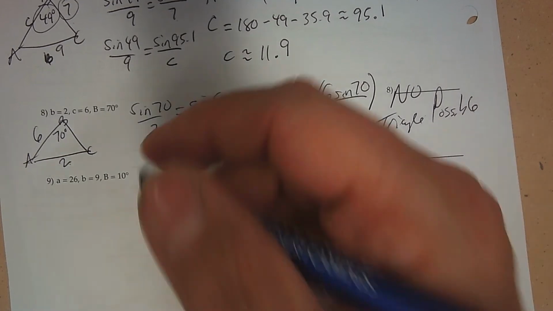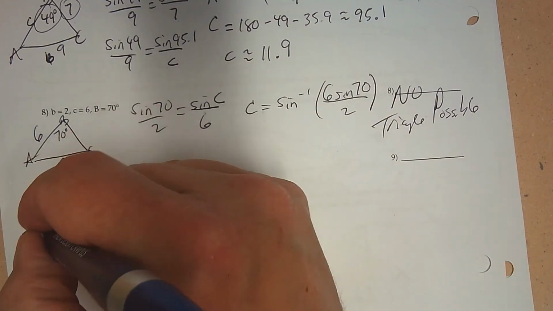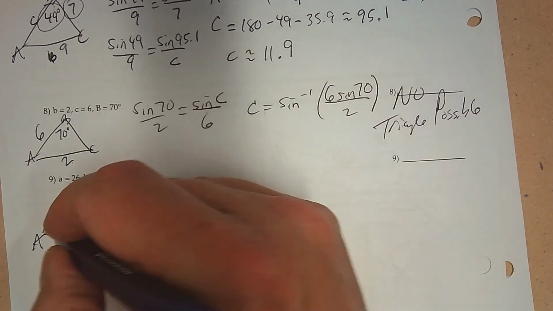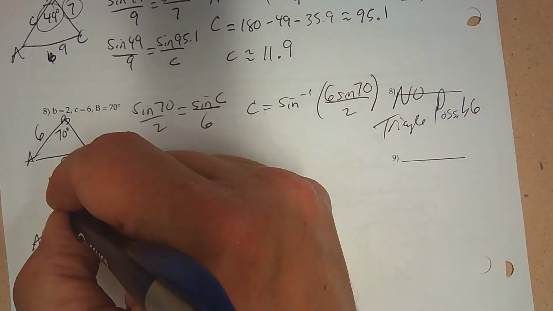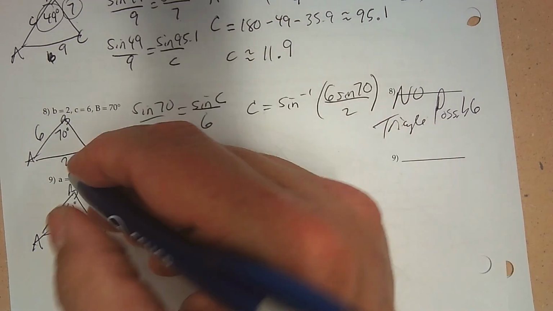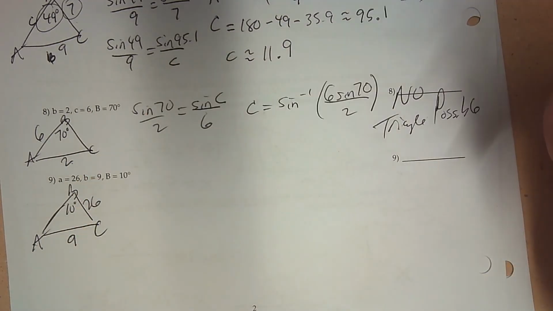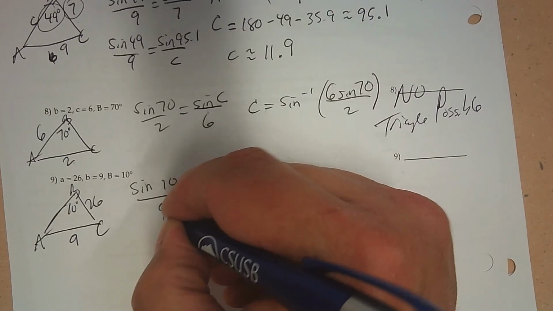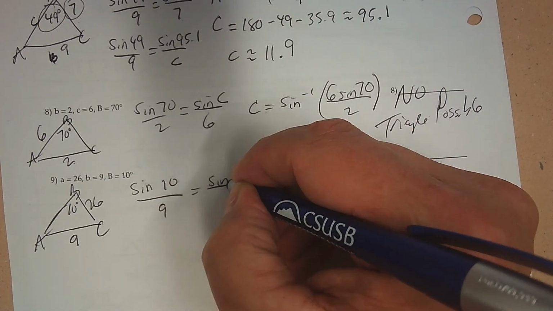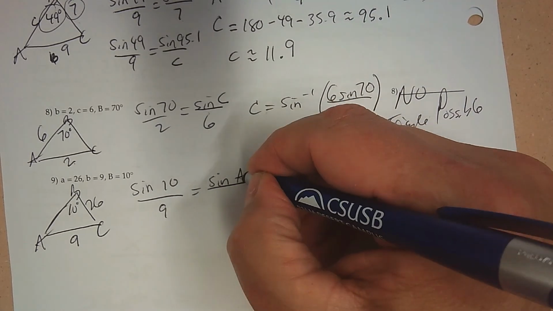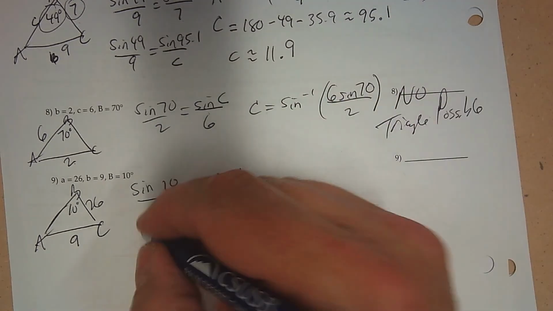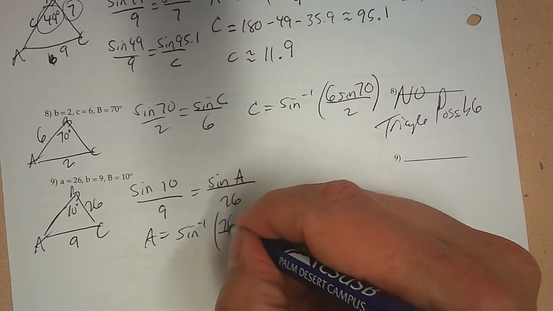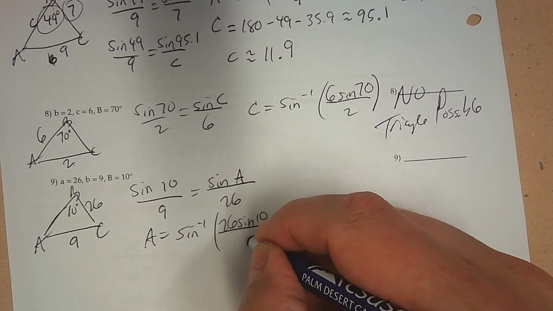All right, number 9. So I'm going to draw a triangle, ABC. I know B is 10, little b is 9, little a is 26, and that's all I know. So start with what you know. Sine 10 over 9, sine A over 26. To get A by itself, it's the inverse sine of 26 times sine 10 divided by 9.